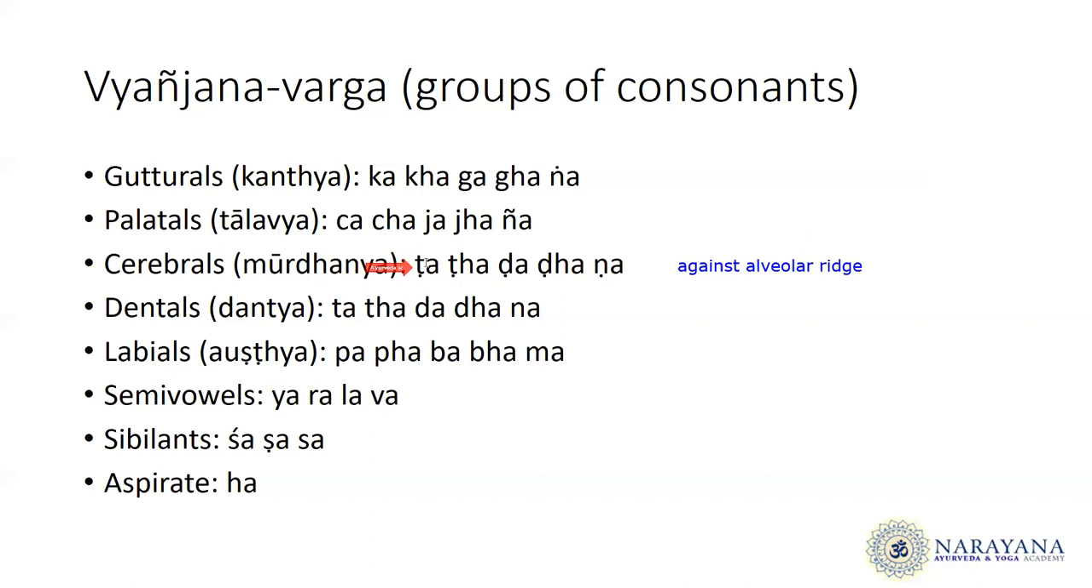But the cerebral sounds, ta, ta, da, da, na, this is closer probably to what we might say in English. Now, there's an interesting connection also. Manjishta is actually using the cerebral, the murdhanya form of ta. That's their ta. It's this one with breath in Manjishta.